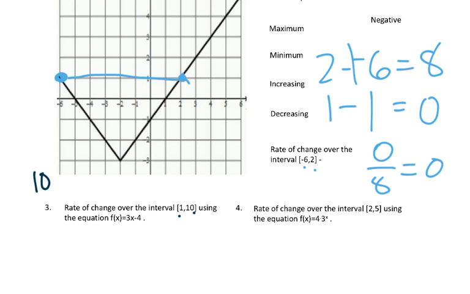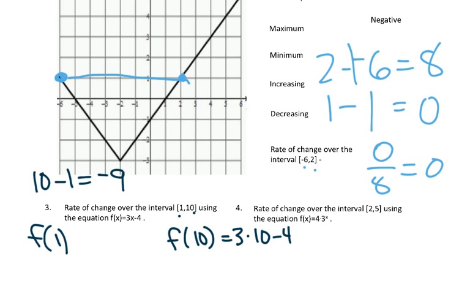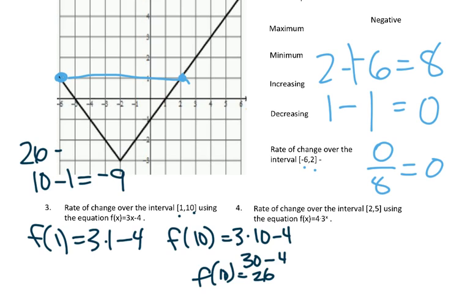Now if we look at 3 and 4, okay, using the equations, remember, we go like this. So 10 minus 1, so negative 9. Then we have to figure out what f of 1 is and what f of 10 is. So 3 times 10 minus 4. 3 times 10 is 30, minus 4 is 26. So f of 10 equals 26. F of 1 would be 3 times 1 minus 4. 3 times 1 is 3 minus 4 is negative 1. So f of 1 is negative 1. So minus negative 1, so that'd be plus. So we'd get 27. Right?